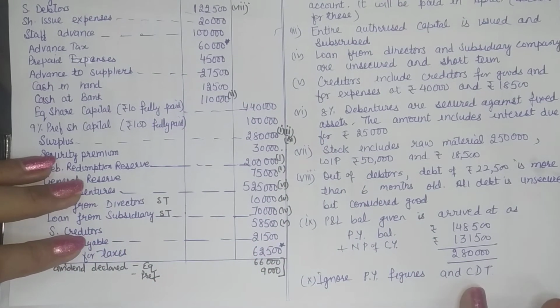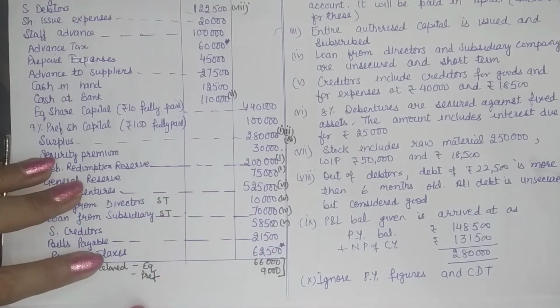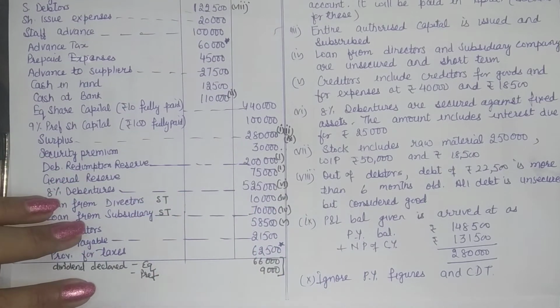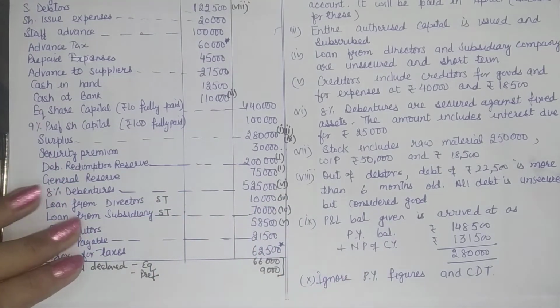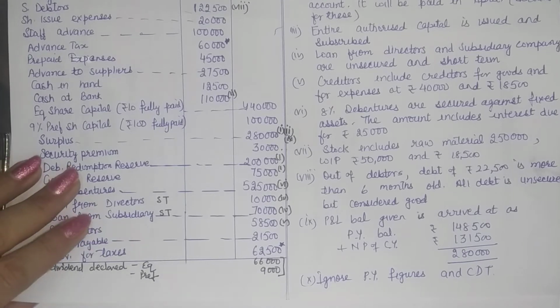Suppose it says provide for CDT at 20%. Now this is 75,000. So its 20% will be 15,000. So you will provide CDT payable. It becomes a liability and this amount is deducted from the surplus. Okay, so we have noted down all the adjustments. Now we have to prepare the balance sheet.